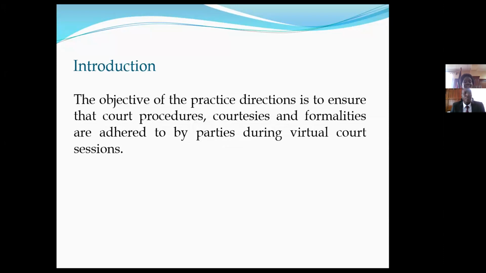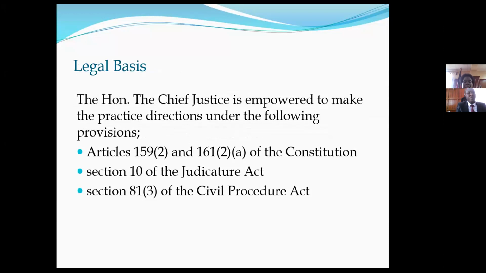So the objective of the practice directions is to ensure that court procedures, courtesies, and formalities are adhered to by parties during the virtual hearing sessions. And the legal basis for the same is the authority given to the Honorable the Chief Justice under the following provisions: Articles 159(2) and 161(2) of the Constitution of Kenya, Section 10 of the Judicature Act, and Section 81(3) that empowers the Honorable the Chief Justice through the Rules Committee to formulate rules of procedure and or practice. So it is against this background that the current proposed practice directions were formulated.